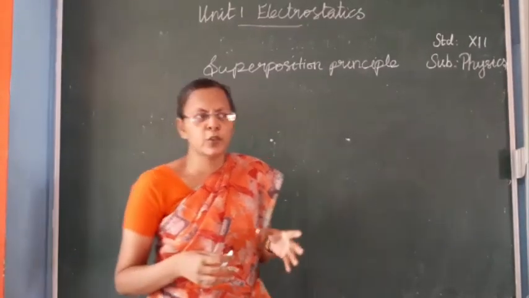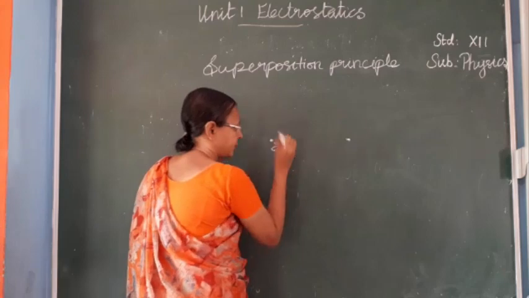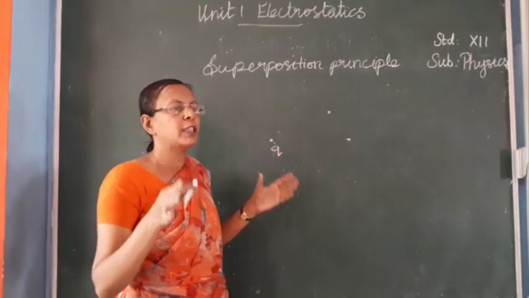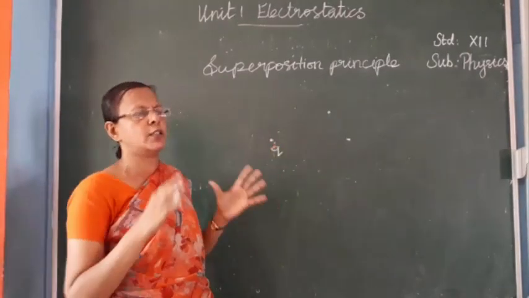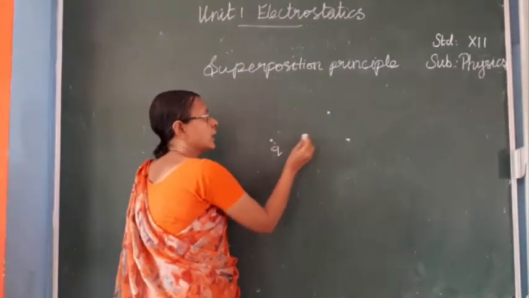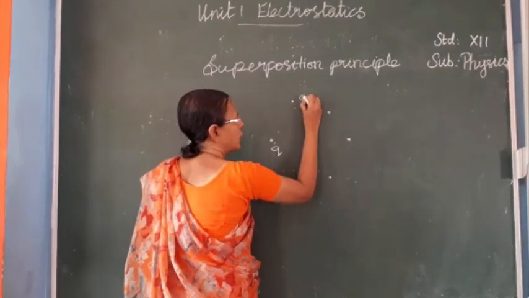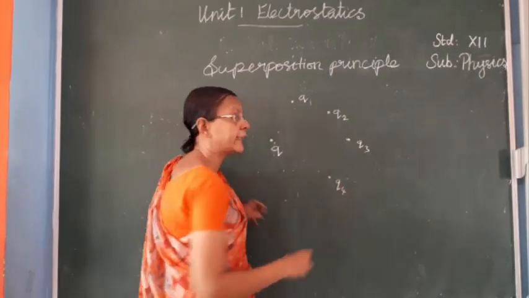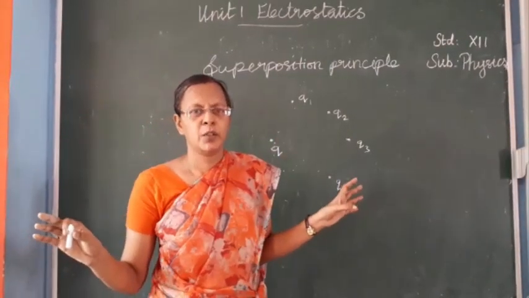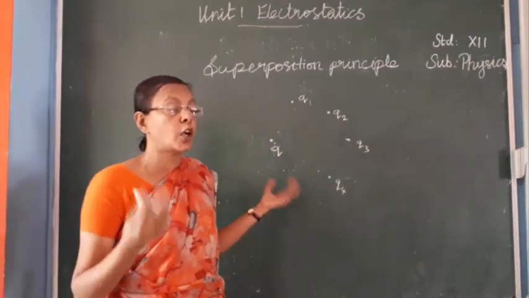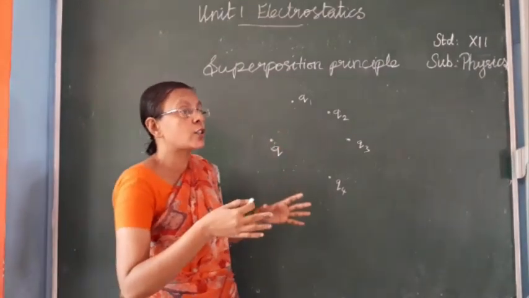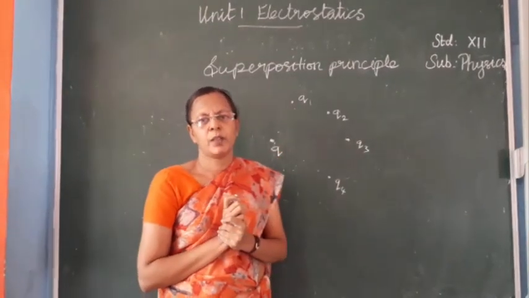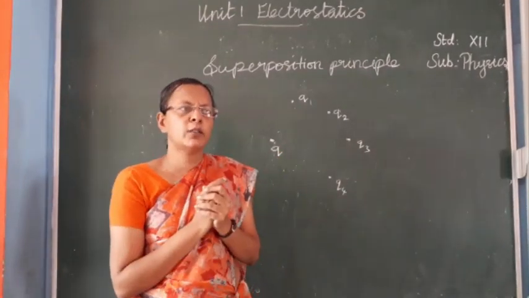But in the same case, you see, this is a charge Q. It is a system of charges, meaning many charges are there. In this system of charges, different charges Q1, Q2, Q3, Q4, like this many charges are exerting some force on this charge Q. So how can you find that out?